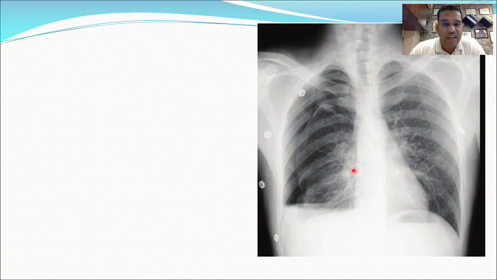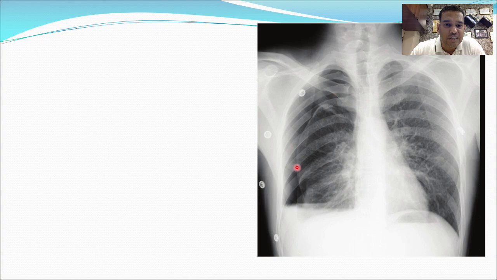So ABCD, A is air bronchogram. You could appreciate a reticular lining on the right side, but it is not reaching up to the lateral wall of the chest on the right side. Whereas on the left side you could see the reticular marking reaching up to the lateral wall of the chest. Here you could appreciate it ends somewhere here, and you could see a razor sharp margin.